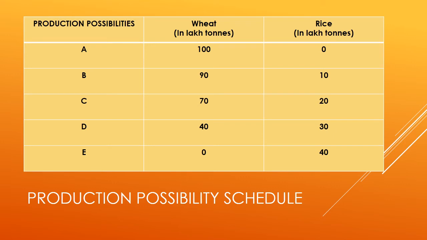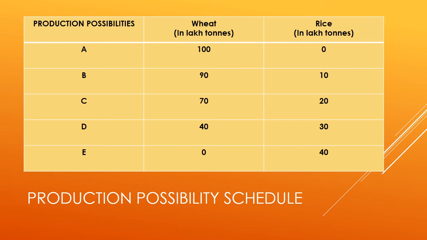Here you have a table which shows you various combinations of two goods. We assume in our example that we have two commodities or two goods to be produced, that is wheat and rice. We have combination A, wherein there are 100 lakh tons of wheat being produced, and so there is no resource left for the production of rice. Then you have combination B, wherein you use the resources available and produce 90 lakh tons of wheat along with 10 lakh tons of rice.